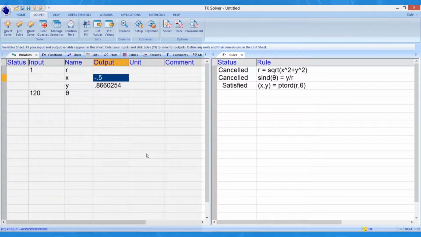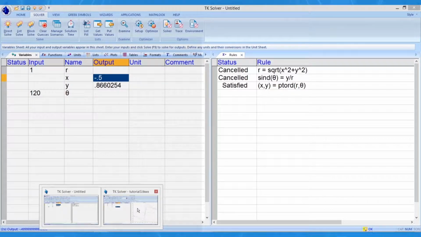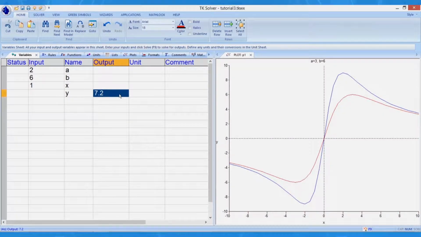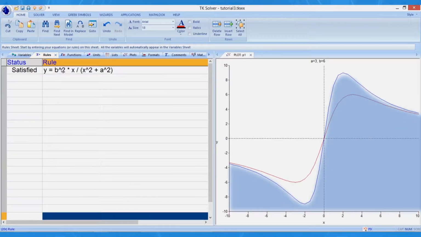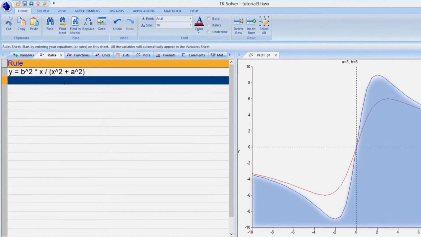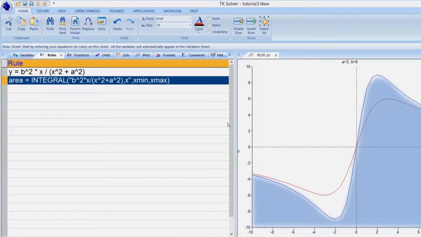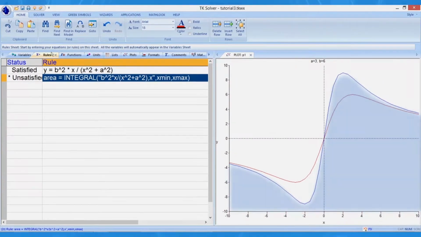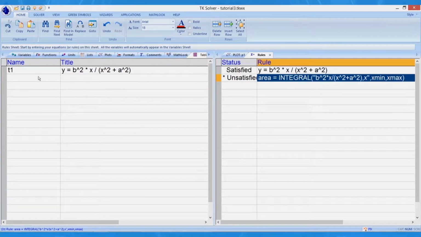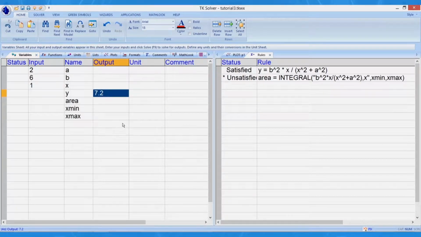We use the equation from one of our other tutorials on tables and plots to describe another type of TK Solver function, numerical integration. TK Solver's integral function can find the area under a curve. The integrand is defined between the quote marks with the domain variable x indicated. The limits of integration, xmin and xmax, are also provided. There are lots of other available options documented in TK Solver's help system, but this simple rule will do for now.